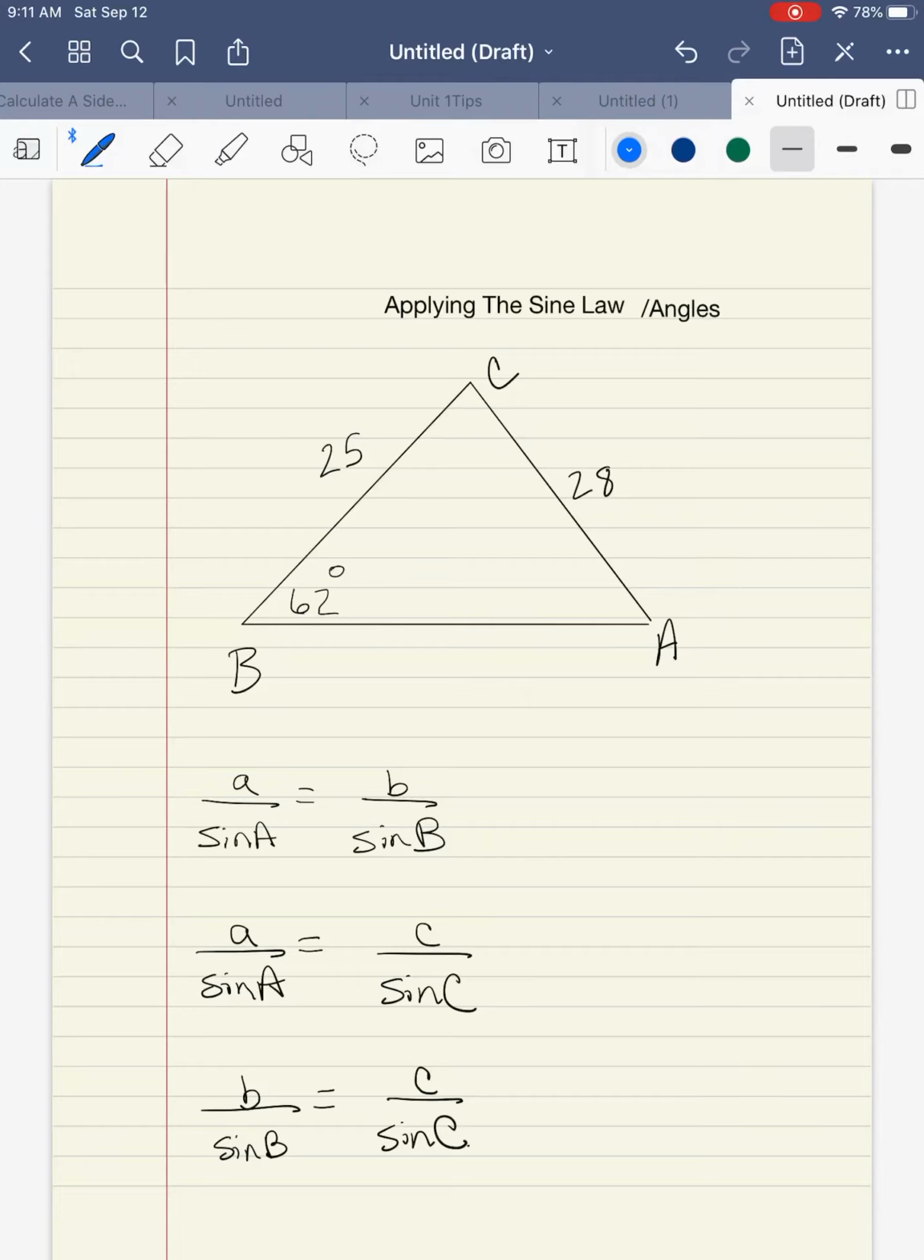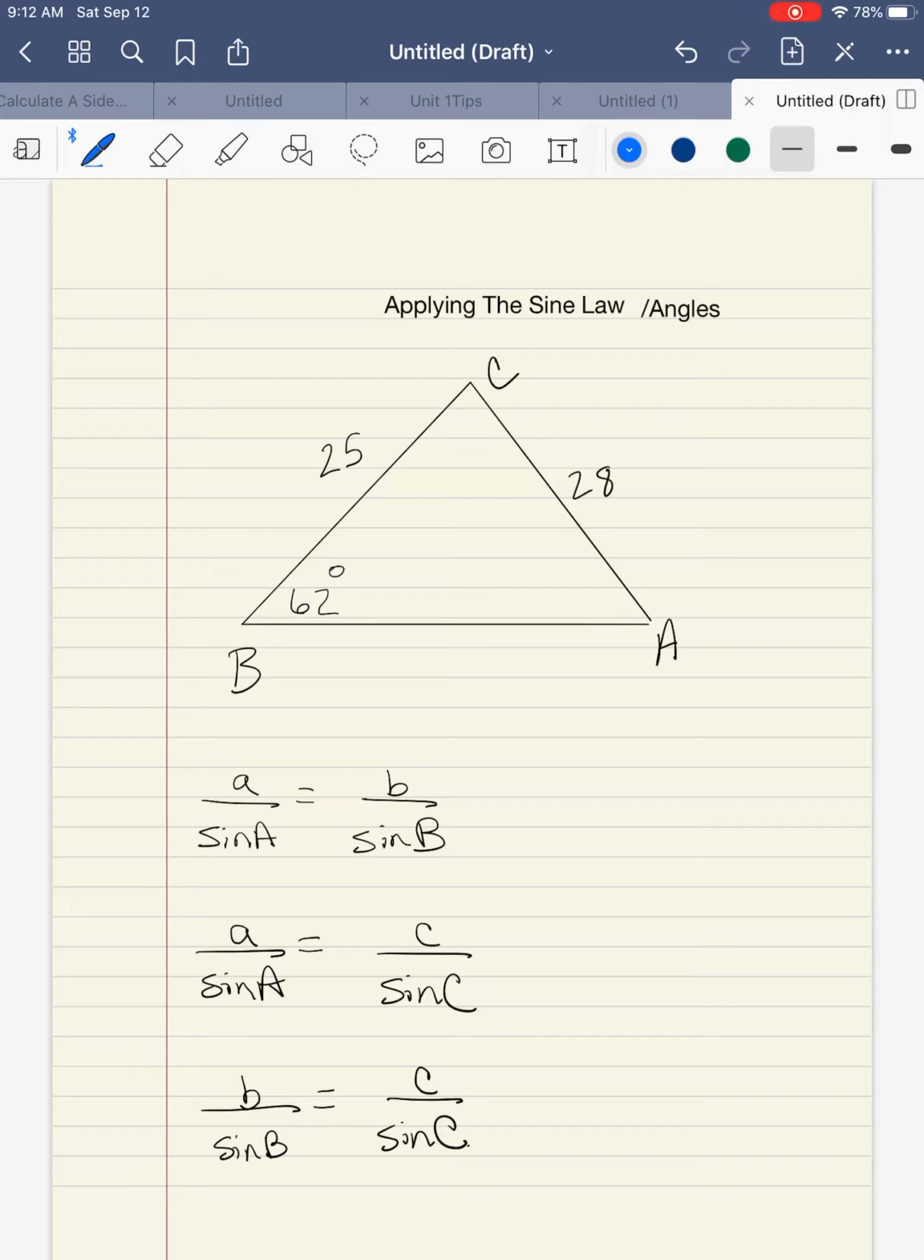Okay, so we're going to look at how to use the sine law. And in particular, in this video, we're going to learn how to use the sine law to calculate an unknown angle. So you're going to use the sine law and then the cosine law, which we'll get to in another video, when it is not a right angle triangle.